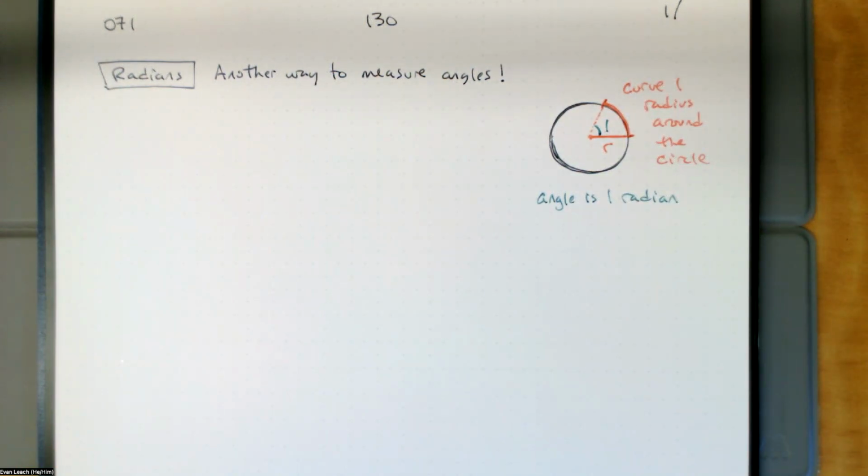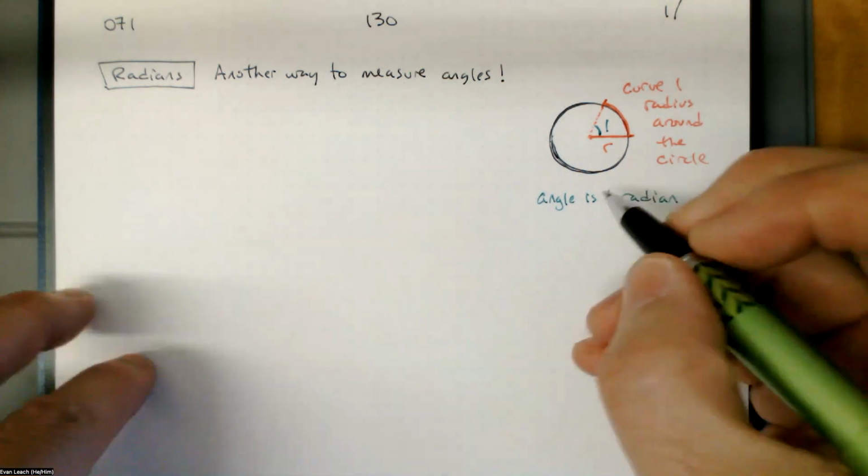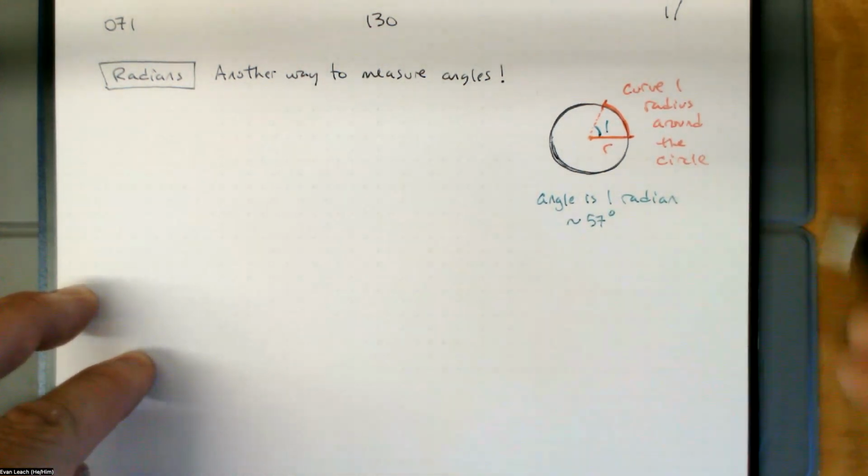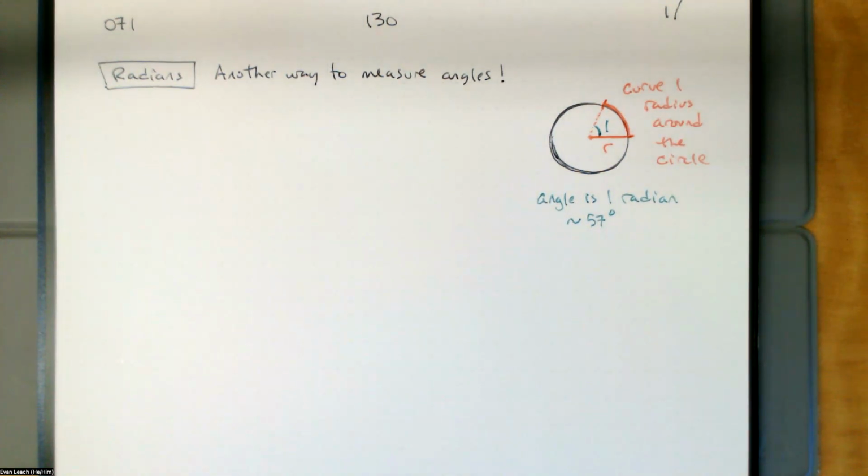That's how we define 1 radian. It's a way that we measure an angle. So 1 radian is about 57 degrees. Right now, all this needs to be is another way to measure angles.